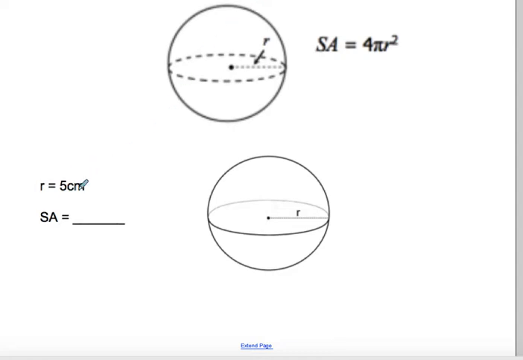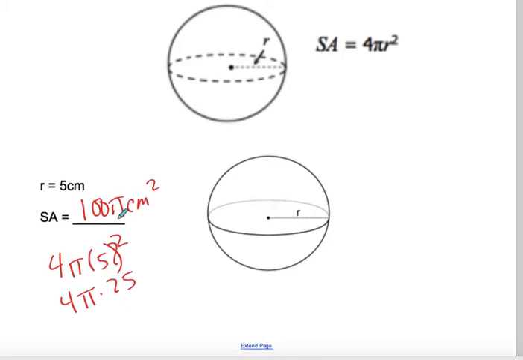And here they give us the radius, so all we need to do is plug that in. So we have 4 pi times the radius of 5, and the radius needs to be squared. So 5 squared is 25, so 4 pi times 25, and so that's 100 pi centimeters squared. That's it. Just a basic one. Just watch for if they're giving you the radius or the diameter. Sometimes they give you the diameter, and you need to divide that in half to get the radius.